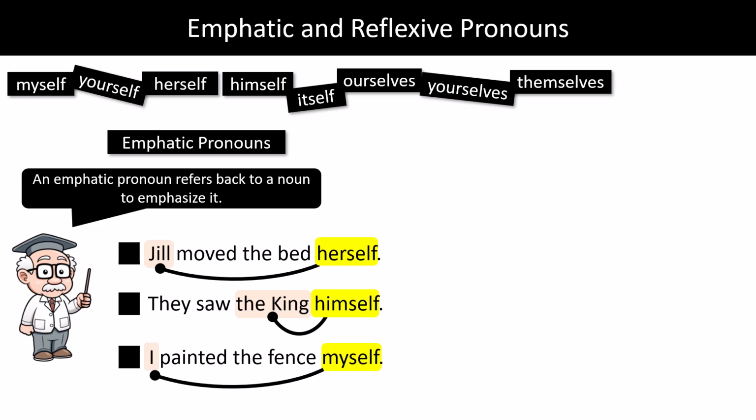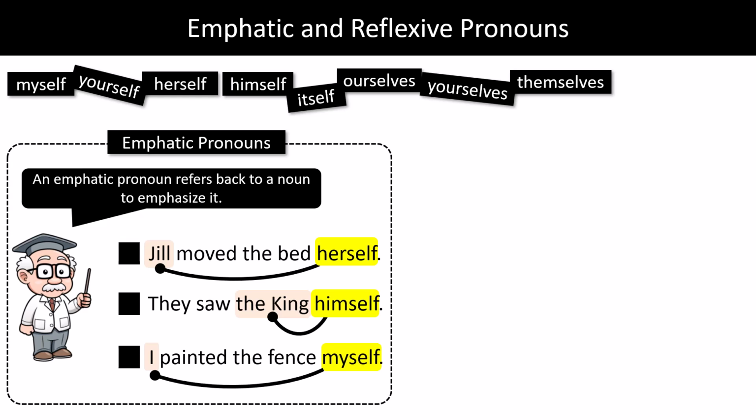Now, there is a key point here. The word I is in the same sentence as myself. And if you're going to use the word myself, the word I has to be in the sentence. And that is the key point in this lesson. Okay, that was emphatic pronouns. Let's look at these words used as reflexive pronouns.